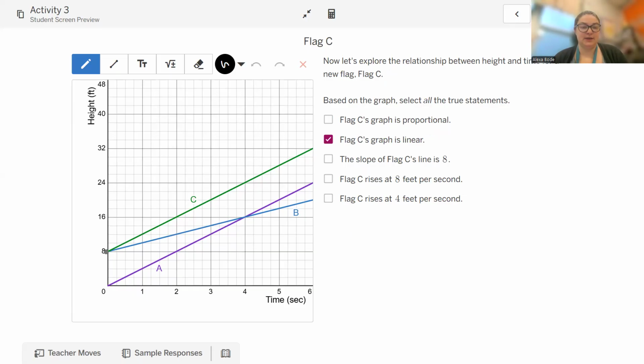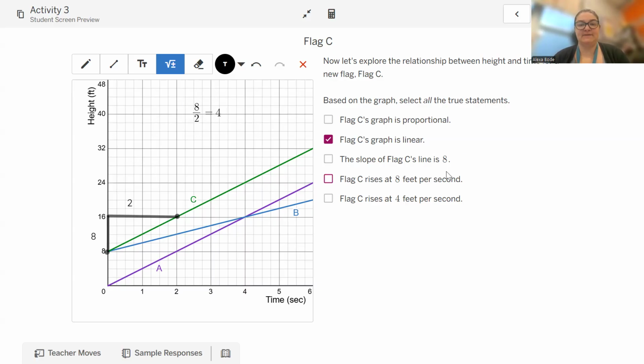So let's go ahead and look at this. Flag C has a point here and a point here. So if we rise up from 8 to 16 and then run over from 0 to 2, 8 to 16 is 8. The horizontal here, 0 to 2, is 2. So this one is actually 8 over 2, which does not equal 8. That equals 4. So the slope of flag C is not 8.